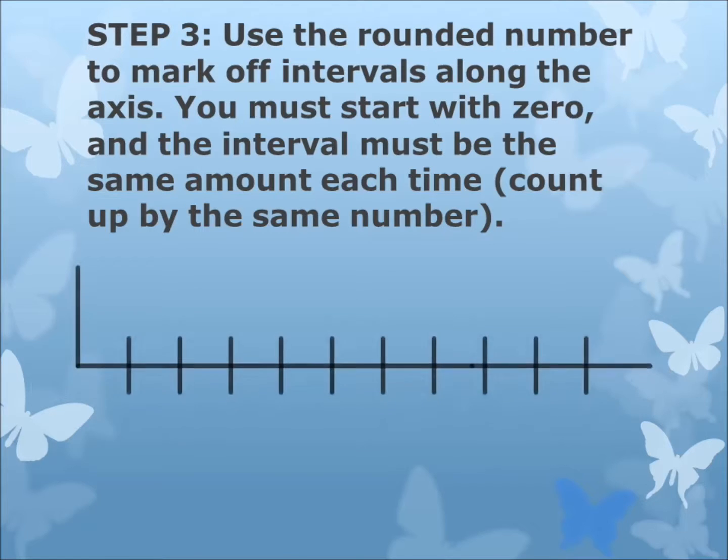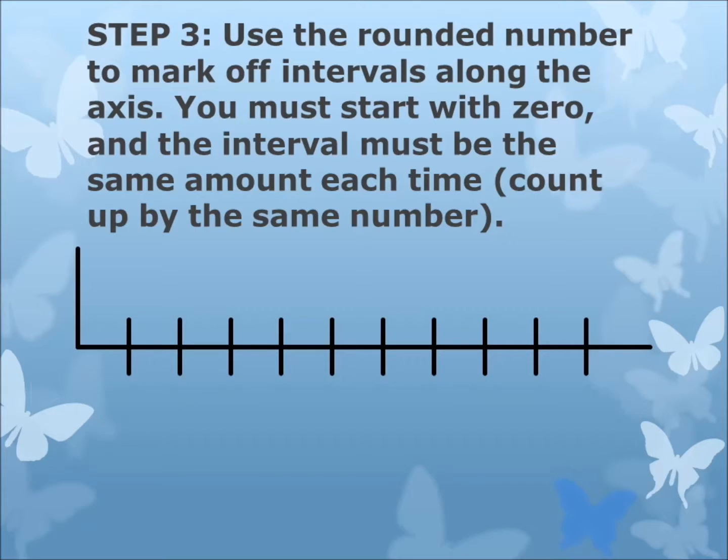Okay. So say here's our spot that we need to graph. We're going to start with 0. Every single line has to equal 4. So 4, 8, 12, 16, 20, 24, 28, 32, 36, and 40. And if you need to, get a calculator out and make sure you do that correctly.